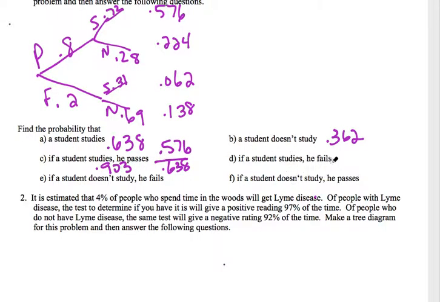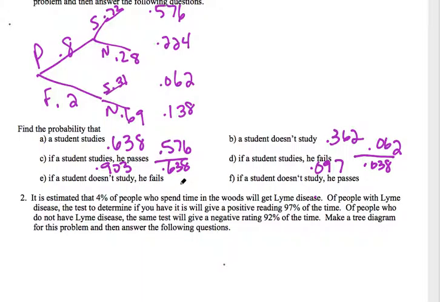Okay, so now if a student studies, he fails. My denominator is studying, 0.638. My numerator is the intersection, the and, student studies and fails. So students studying and fails, studying, 0.062. And that, when you multiply it out, or divide, 0.097.